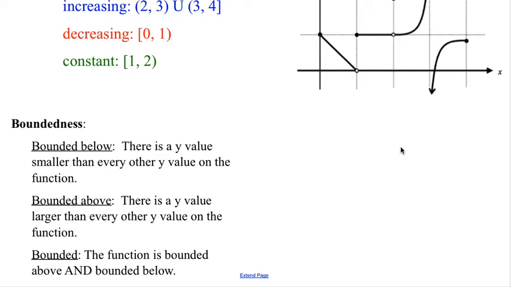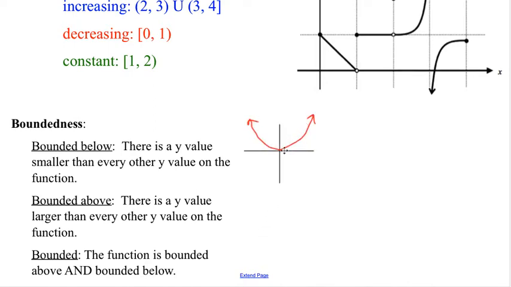The next concept that might be new, we talked a little bit about this in the very beginning chapter, in our prerequisite chapter, is called boundedness. And there are three different kinds of boundedness. There's bounded below, bounded above, and bounded. So whenever you're bounded below, that means that there's a y value that is smaller than every other y value on the function. What that means is the graph has a bottom.